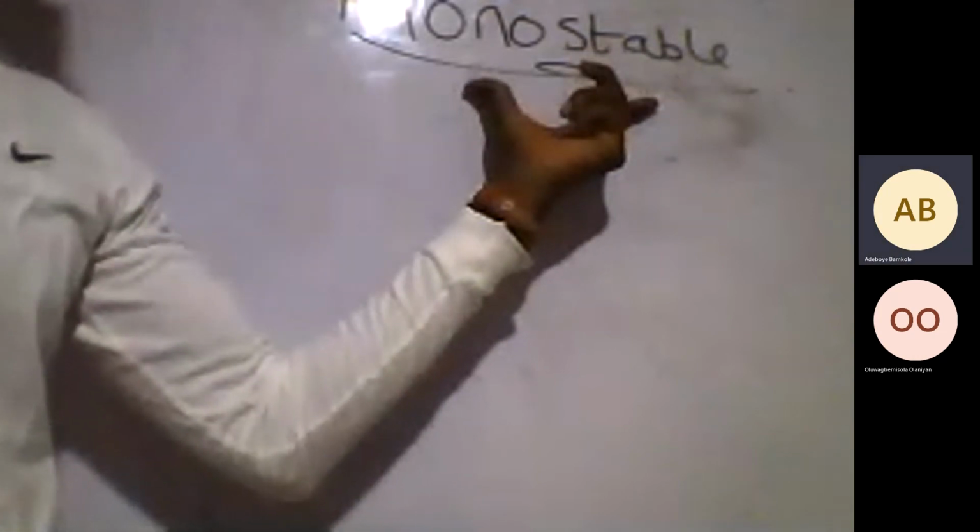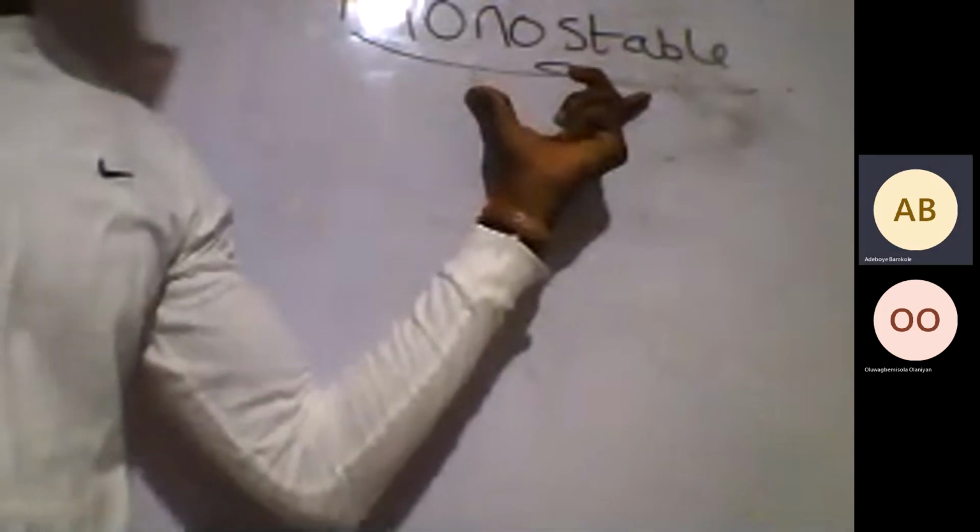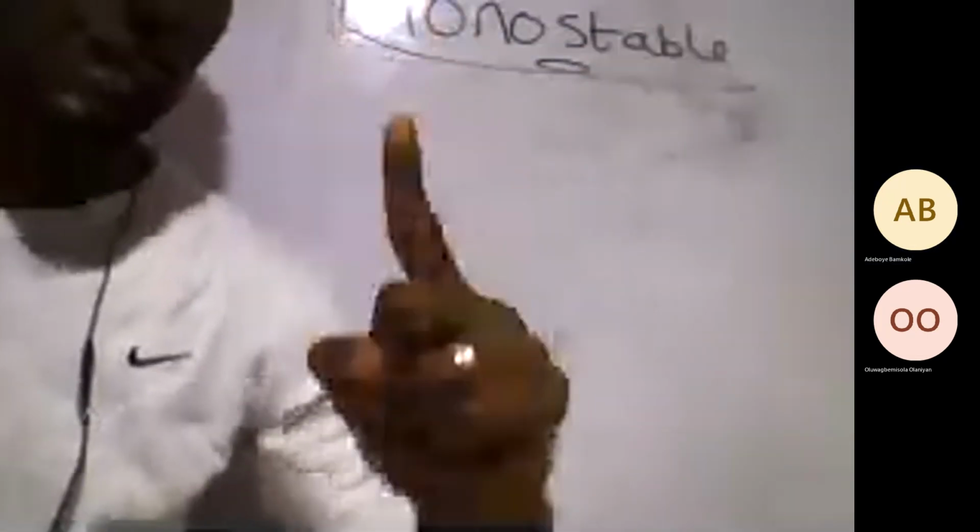So, can you see what's on the board? Monostable, sir. Yeah. So we are still looking at the 555 timer. When we started, we said it has 3 modes: the astable, the monostable, and the bistable. We're looking at just 2 before we move on. From the word mono, what is it telling you? It has one stable state.